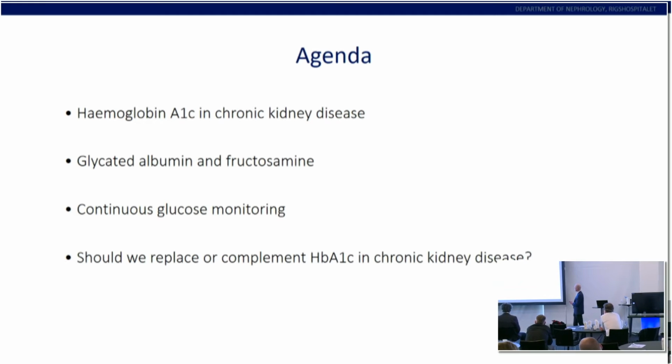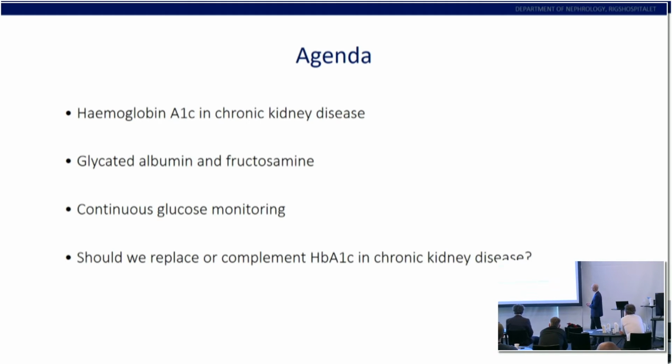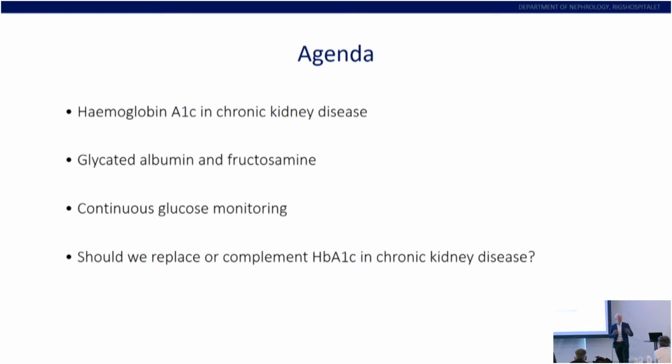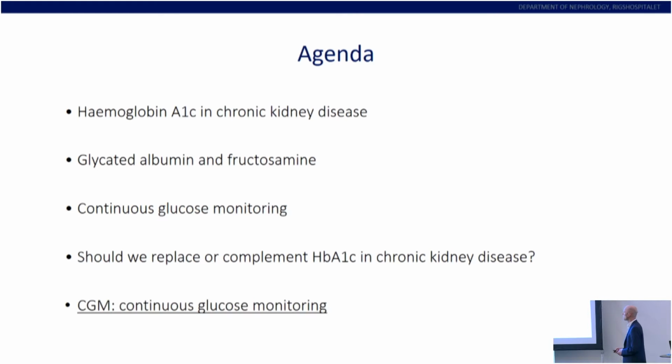So the questions I want to address are: hemoglobin A1c in the chronic kidney disease population. I'll talk about glycated albumin and fructosamine, which are two markers completely independent from hemoglobin A1c. And then I'll talk a bit about continuous glucose monitoring. And then finally, I'll return to the question, should we replace or complement HbA1c in the chronic kidney disease population? And I will use the abbreviation CGM, which stands for continuous glucose monitoring. So I'll use CGM.